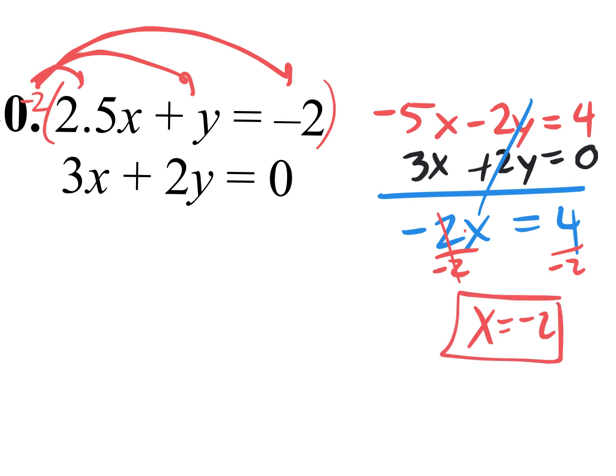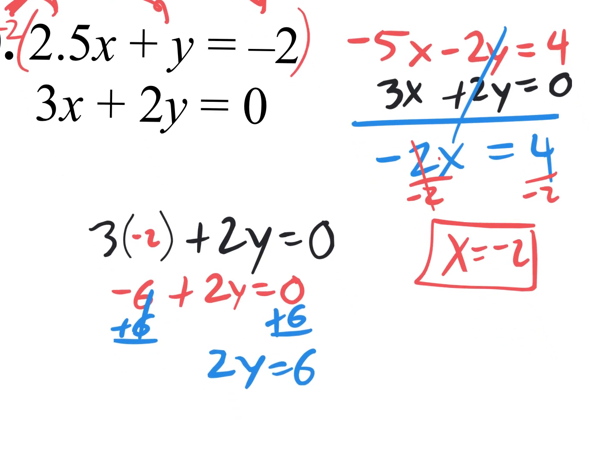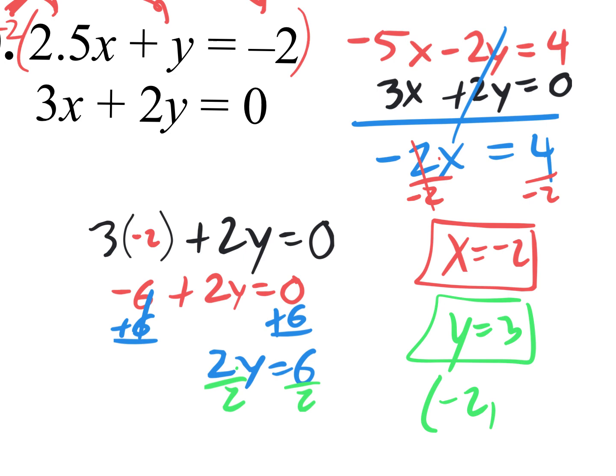You want the other answer? Plug it in, and you'll get the other answer, right? I want to plug it into the bottom equation. 3 times x plus 2y equals 0. So I want to plug in a negative 2 right there. That'll be a negative 6 plus 2y equals 0. Get rid of that minus 6 by adding 6 and adding 6. That'll give you 2y equals 6. Final step would be to divide both sides by 2. Divide by 2, divide by 2. Final answer is y equals 3. So negative 2 comma 3 is your answer for this crazy looking problem.